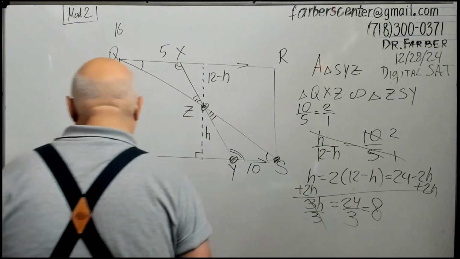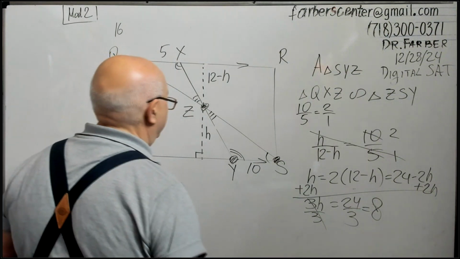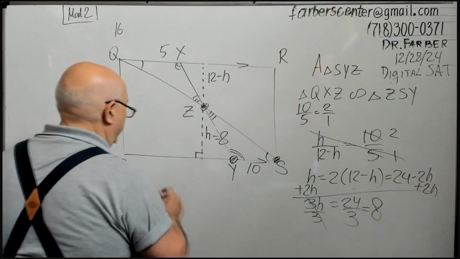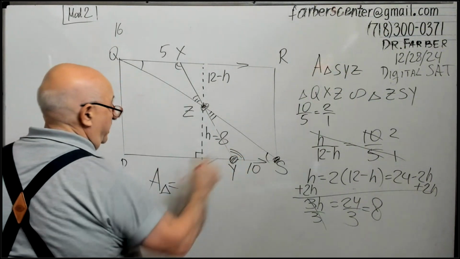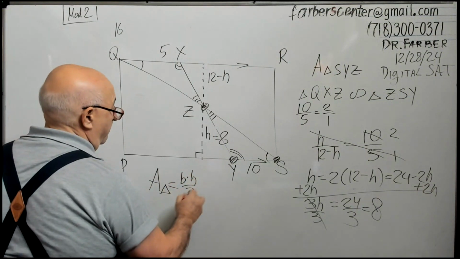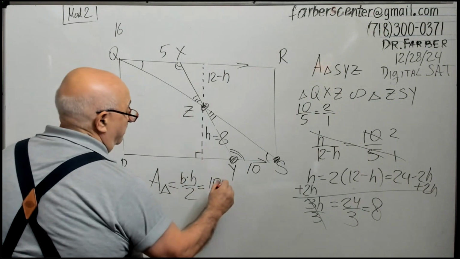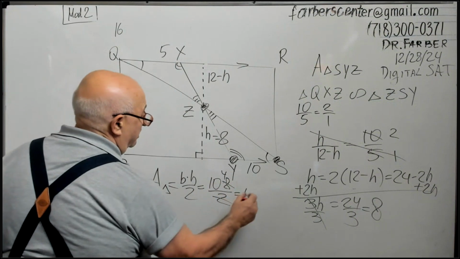Again, they ask you to find the area of triangle SYZ. If this is 8, fourth grade, the area of a triangle is base times height divided by 2. Base is 10, height is 8, and divided by 2. 2 goes into 8 4 times. This would be 40.